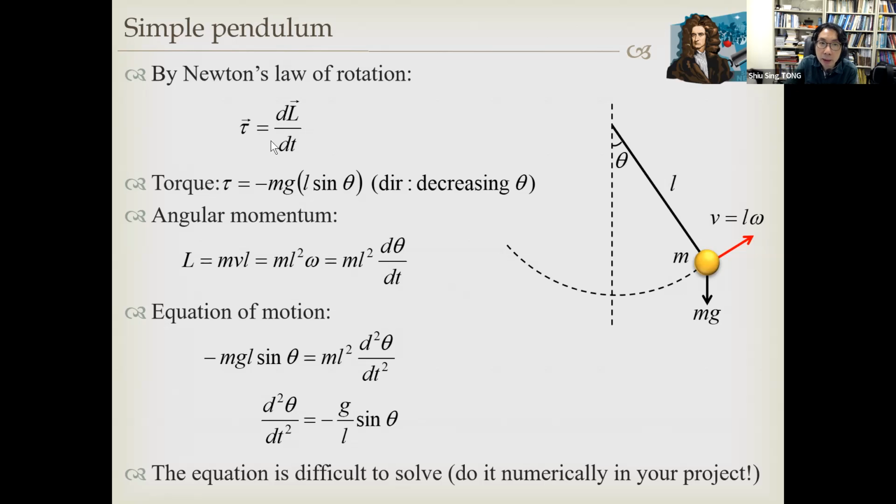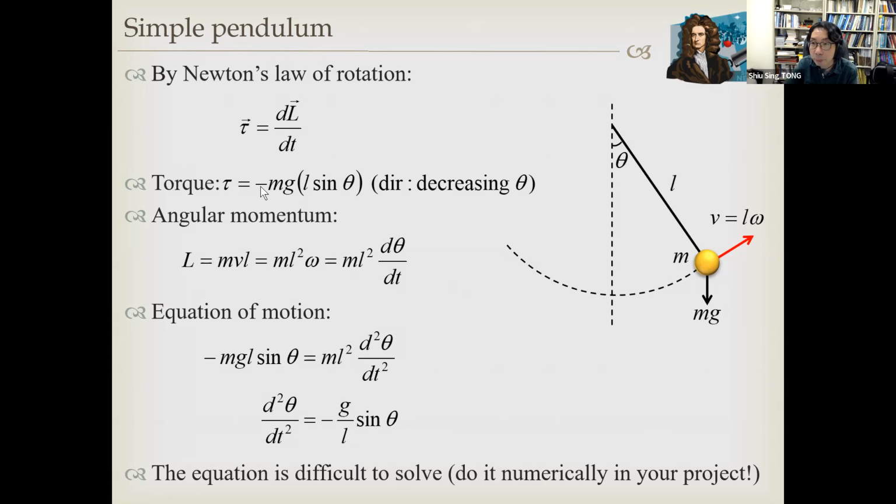Now let's apply Newton's second law for rotation. First, we want to find the torque. The torque is, of course, due to the force of gravity. The force of gravity is vertically downwards, so I have a vertical downward force of mg. But in order to calculate the torque about the fixed point, I have to multiply the weight by the perpendicular distance, which is this horizontal distance. The horizontal distance between the ball and the vertical line is L sin theta. So mg multiplied by L sin theta becomes the torque.